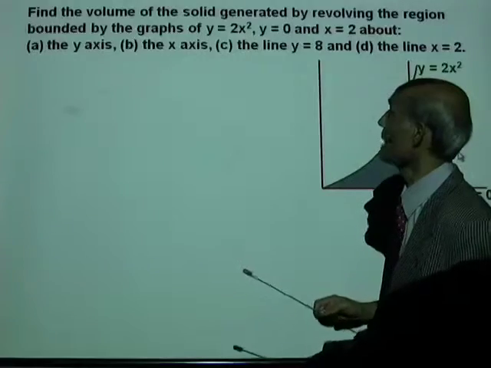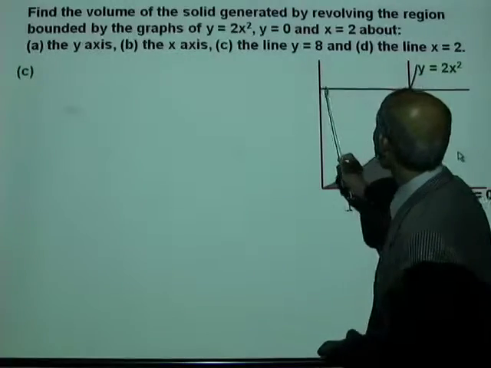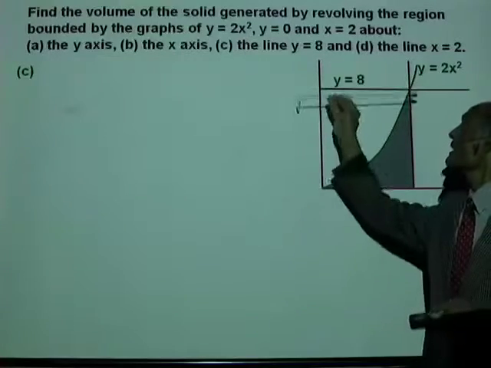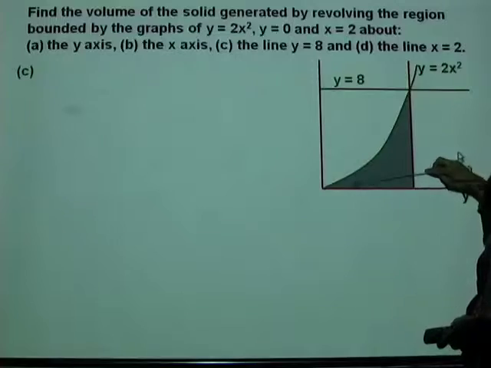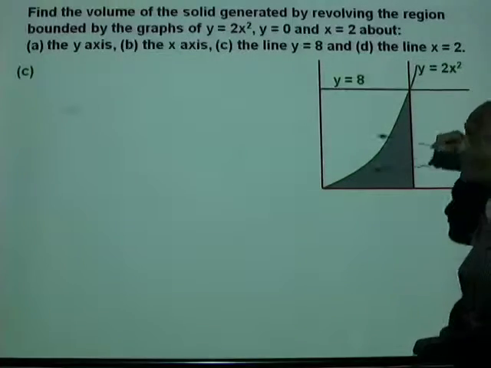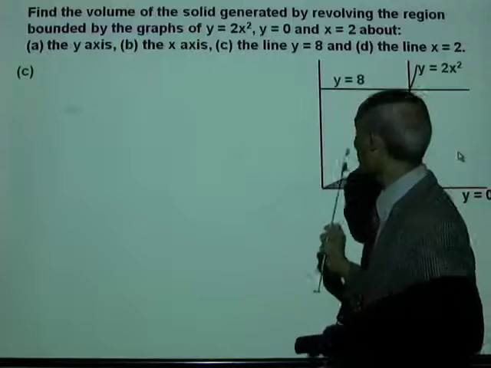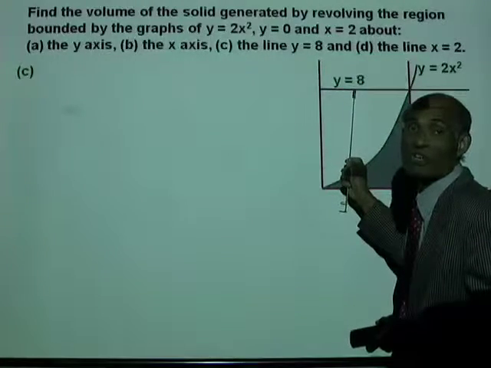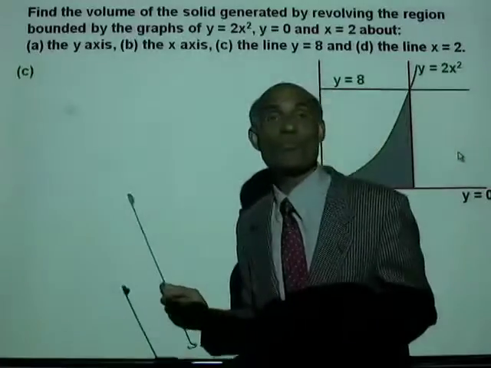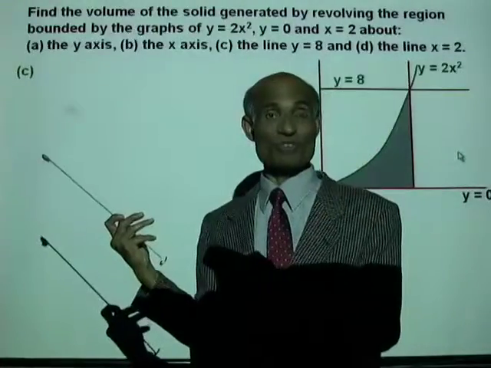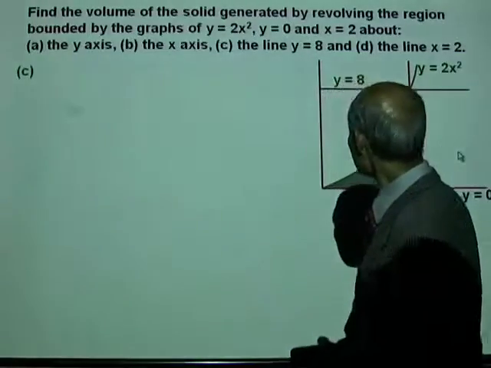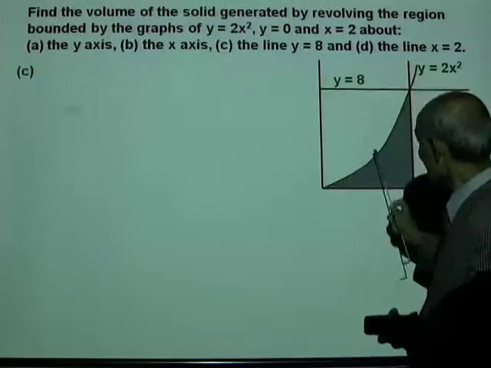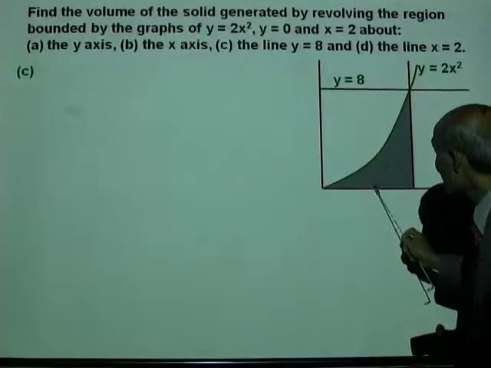Alright, let's go and do that. This is the line y equal to 8. We need to revolve this area about that line. Can you figure out what that solid will look like? And in order to find the volume of revolution about an axis using either disk or washer method, of course this is going to be a washer, is that right? We take an element area at right angles to the axis of revolution, is that right? So we will take an element area somewhere like this.